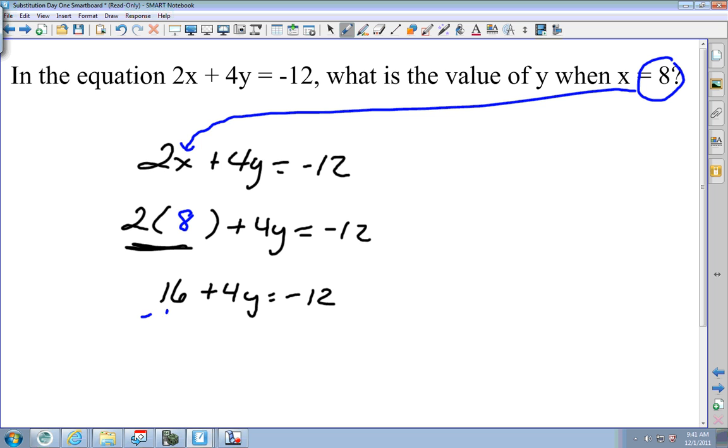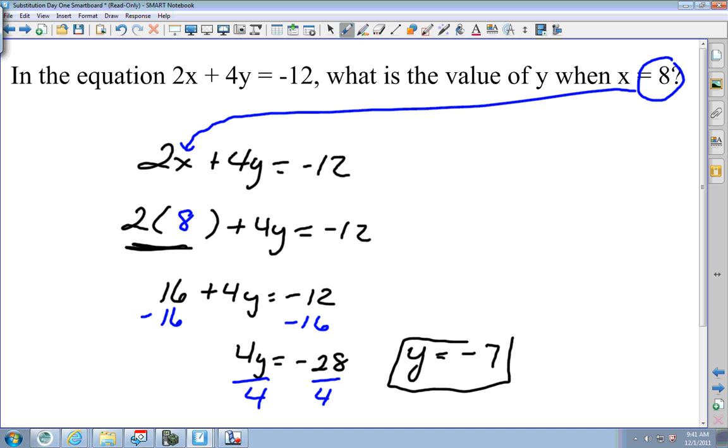So I will subtract 16 from each side. I get 4y equals negative 28. Divide by 4. Y equals, what is that, negative 7? There's your answer.